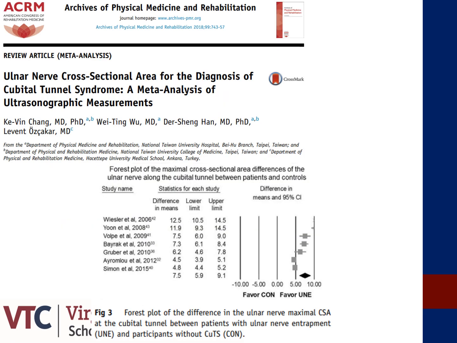This study was a meta-analysis of the utilization of cross-sectional area for the diagnosis of cubital tunnel syndrome. What you will see is that this forest plot below looked at the cross-sectional differences between patients with cubital tunnel syndrome and those without. And this plot demonstrates that there is a significant difference in the cross-sectional area of patients with and without cubital tunnel syndrome.